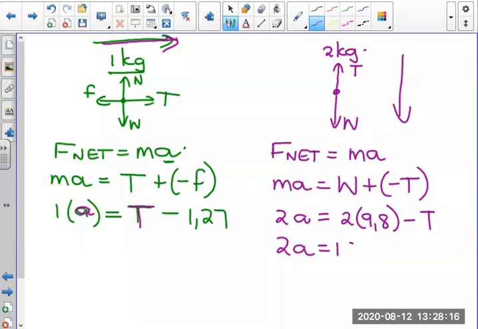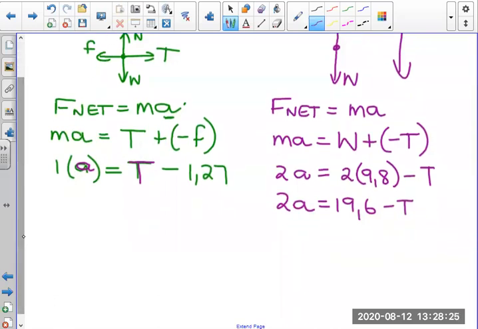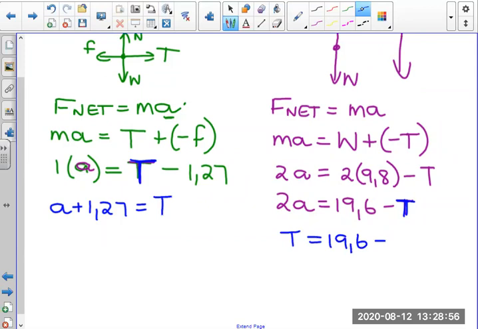So let's do this: what is 2 times 9,8? It is 19,6 minus tension. But I know it's one rope going over a frictionless pulley. So I know that the tension in both is the same. Because it's one rope, I'm going to try to get tension alone. So for this one, I'm going to say A plus 1,27 equals tension. And on this side, I'm going to say tension equals 19,6 minus 2A.